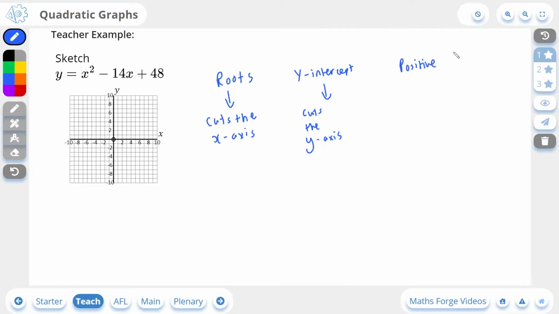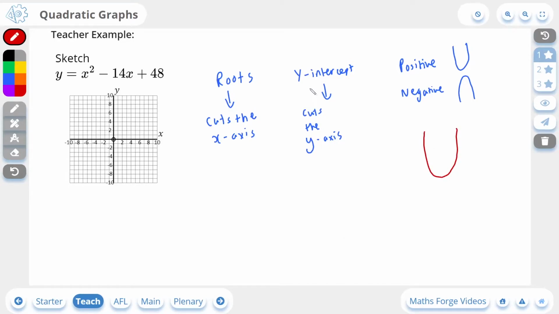If it's positive, it has a U shape. If it is negative, it has an N shape. And how you know whether the graph is positive or negative is by checking the x squared term in your equation. So if the x squared term is positive, then it is a positive quadratic. So the first thing we've done is how to identify whether it's positive or negative. Check your x squared term. In our case here, it is positive, so we know that the graph is going to look like this.